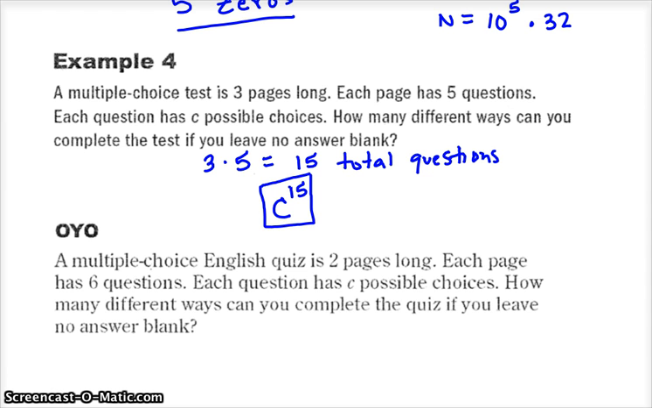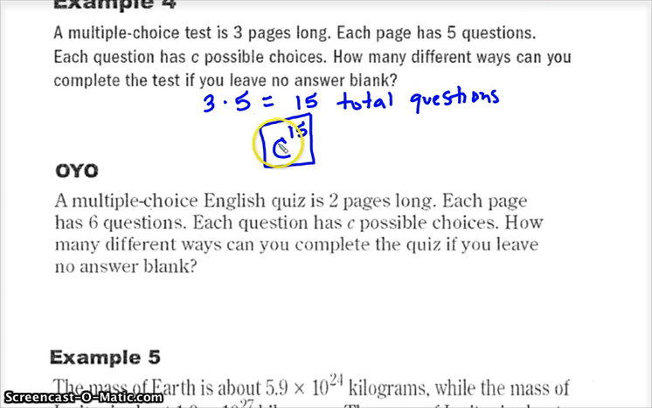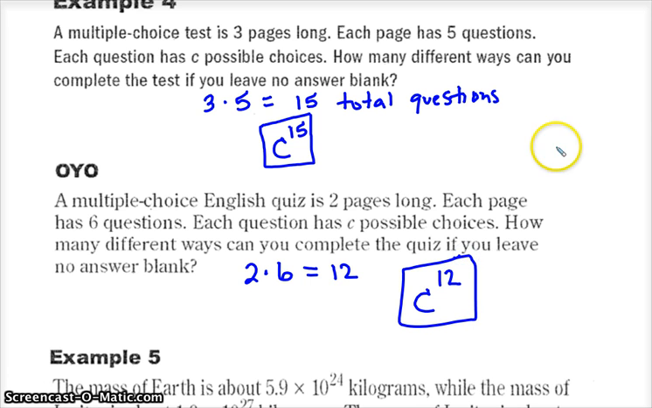Pause the video and try the on your own question and then check your answer. For this particular quiz, it's 2 pages long and there are 6 questions each. That gives me a total of 12 questions on the quiz. How many ways can I complete the quiz if I leave no answer blank? Since there are C possible choices, there are C to the 12th ways to answer your quiz.